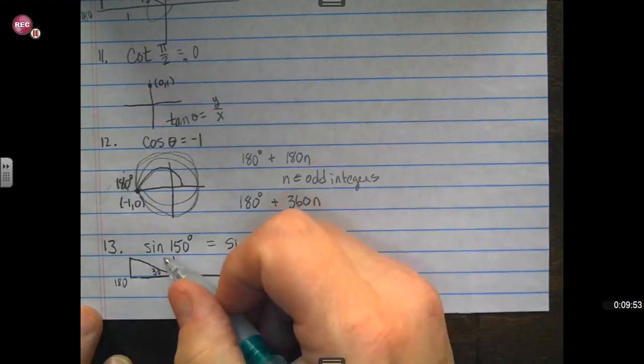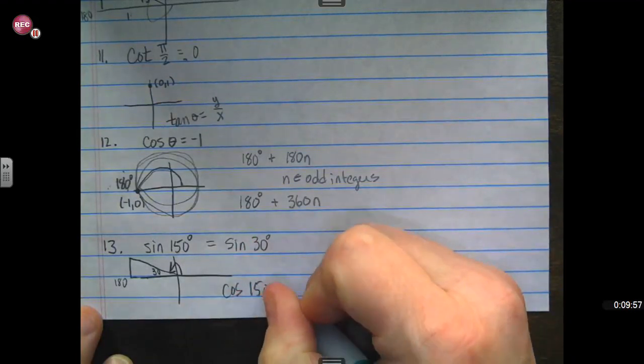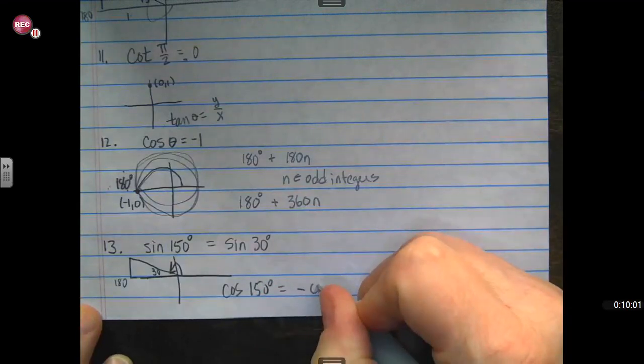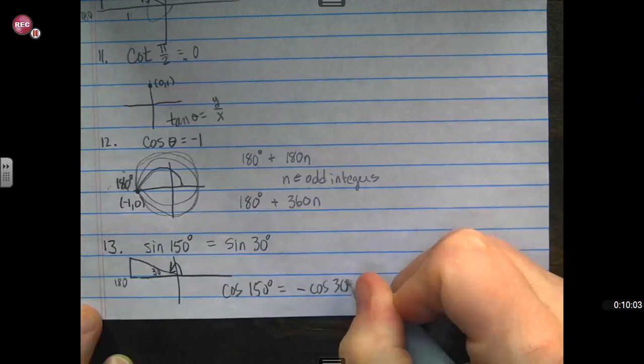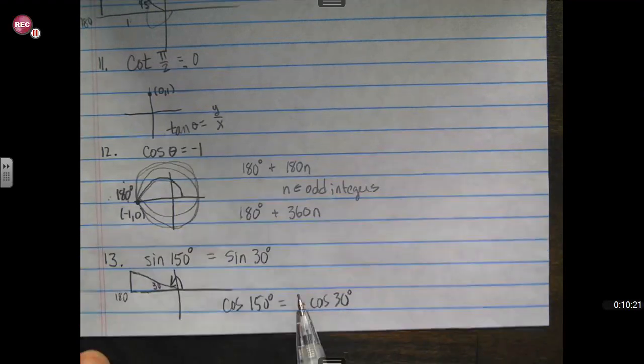If this were cosine, then the cosine of 150 degrees would be the opposite of the cosine of 30 degrees. And some of you on the last homework I was looking at are still wanting to put this negative in here, and that's incorrect. If we're writing our reference angle, the negative goes out here. We take the cosine of 30 and we slap a negative on it. Okay.